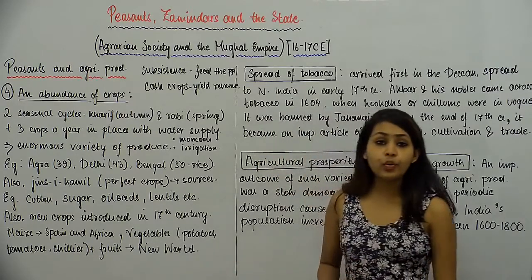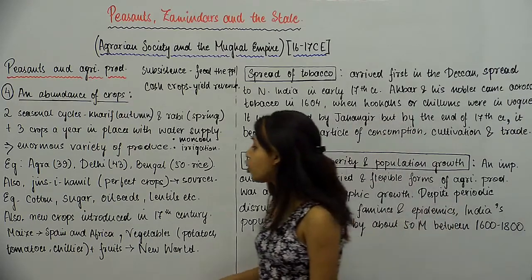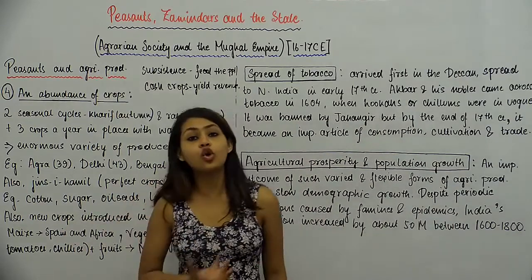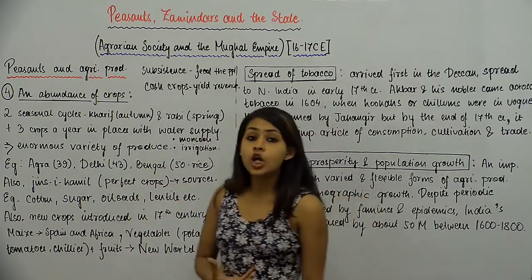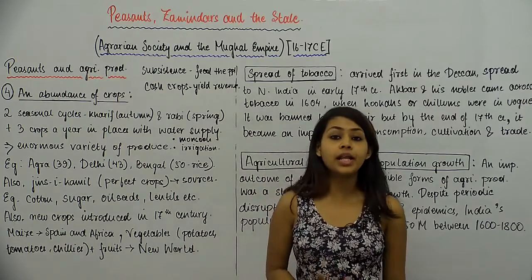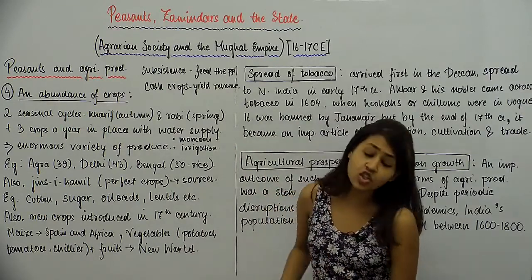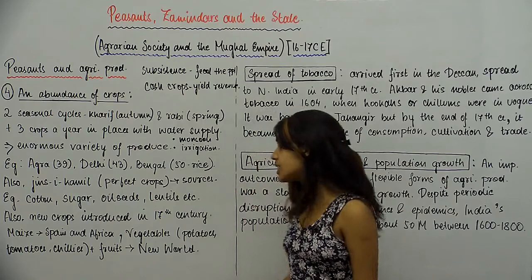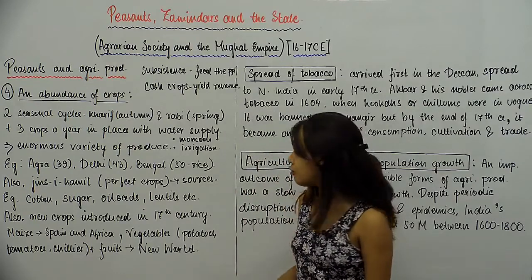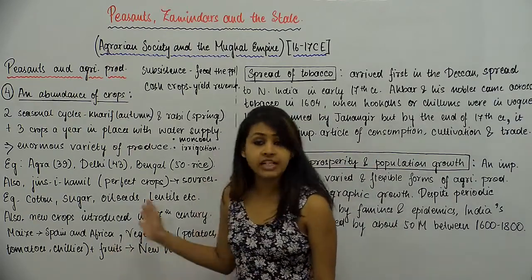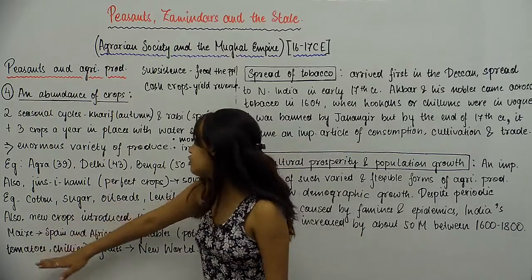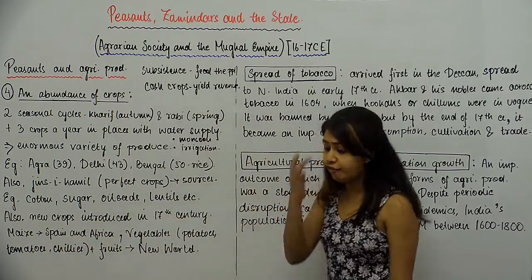And if we want to talk about examples of these crops, maize, which is corn or makka, was not grown in our country before, at least not on a large scale. This is something that came to be grown in our country during the 17th century, and it was introduced to us by Spain and by Africa.